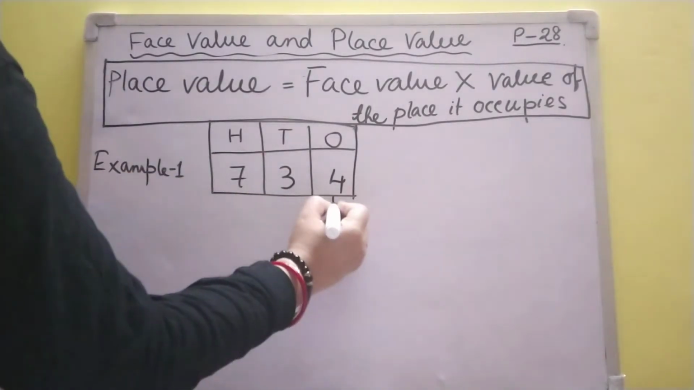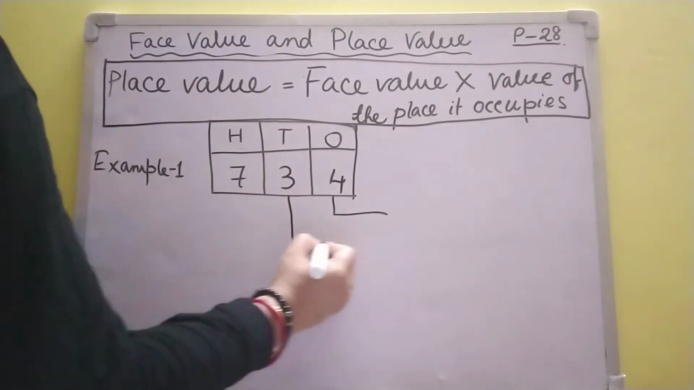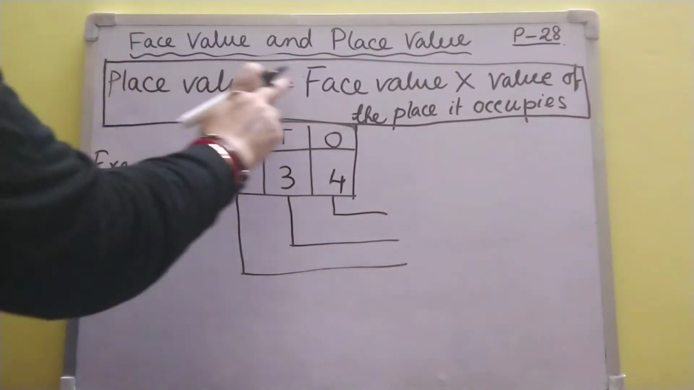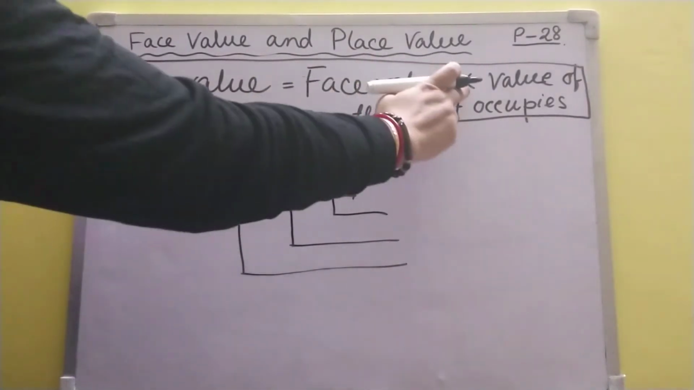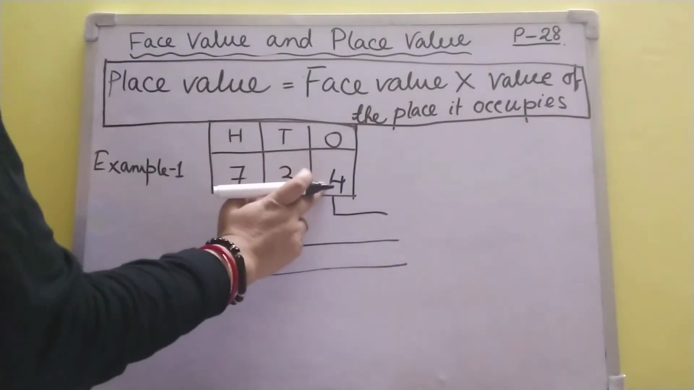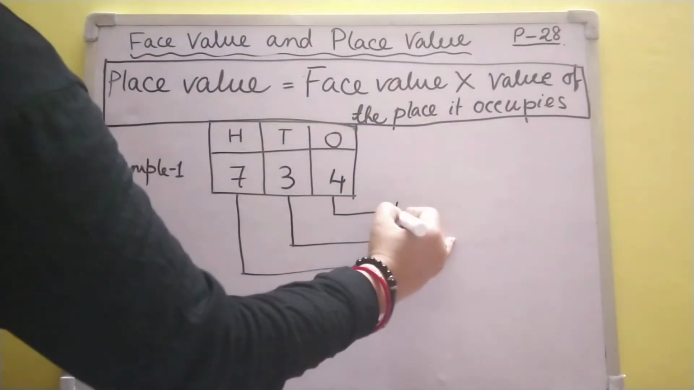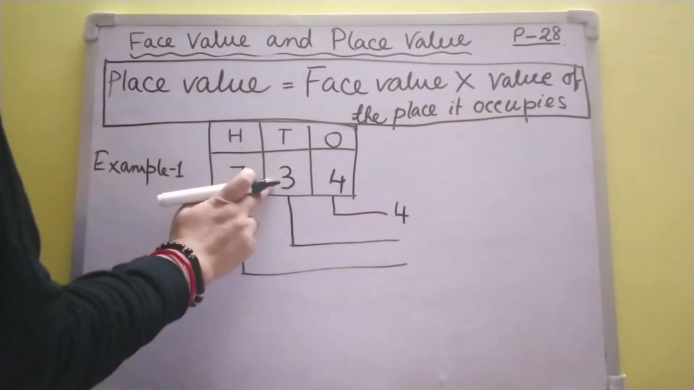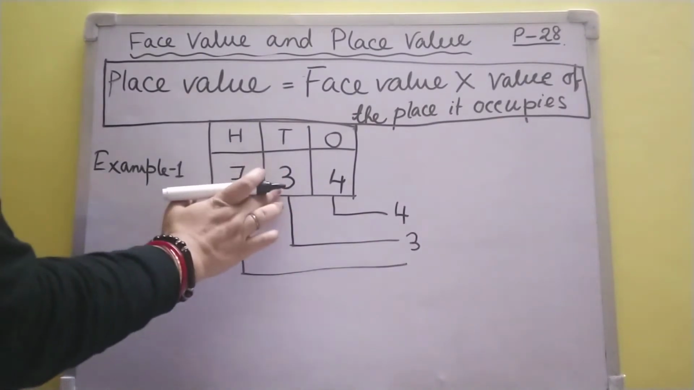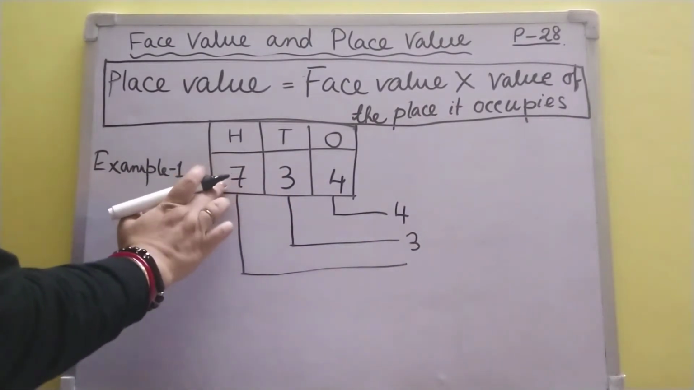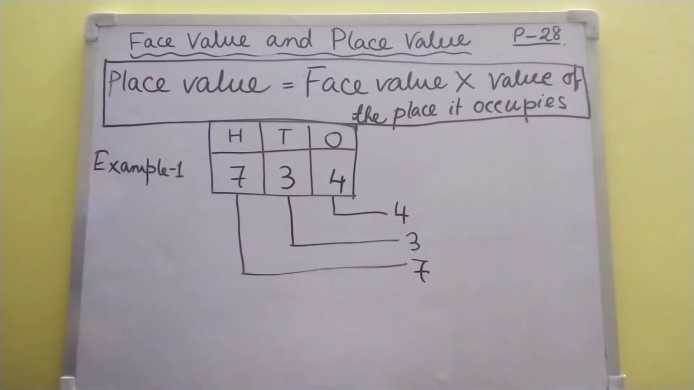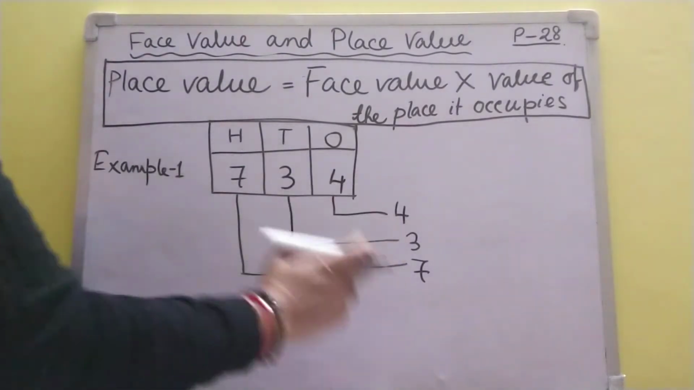Now, according to the formula, place value is equal to face value multiplied by the value of the place. First, let me write the face values. What is the face value? 4. Its face value? 3. Whatever number it is, the face value will be the same. Face value is always the same, so I put all the face values.